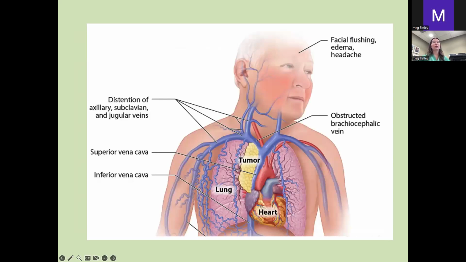True. So if it is cancer or something like that, this is when we talk about emergent radiation, not necessarily surgery, because a lot of these are not curative with surgery. So you'll do radiation. They can be pretty responsive to radiation. But even if they're not caused by a tumor, there are some treatment options, and people talk about steroids and then anticoagulation if it's needed.